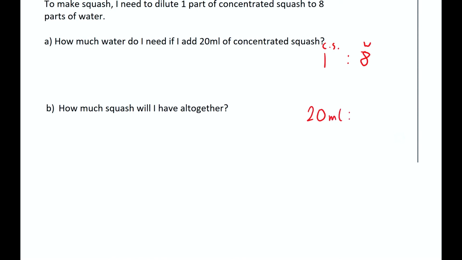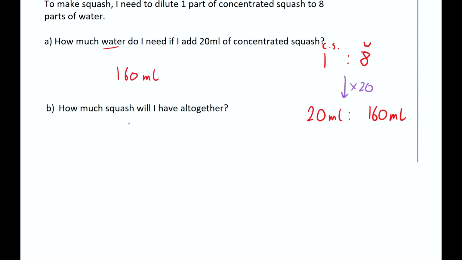concentrated squash. The general method is you want to work out what number have I times by to get from 1 to 20. This one's fairly obvious. 1 times 20 is 20. If we've done 1 times 20, to keep the ratio fair, to keep it balanced, we must also do 8 times 20. To work that out, 8 times 2 is 16, and then add on the 0. That would be 160 millilitres. That is how much water we must have added, 160 millilitres.